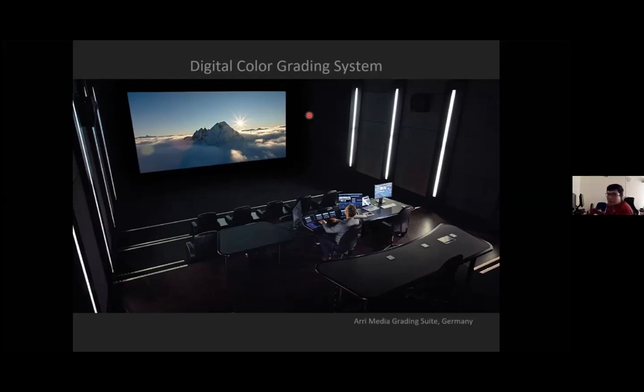Not a lot of people have the money to go into Imagica to do color grading. It's way too expensive. Okay, so next, what happened after having a digital color grading system? Of course, film stock is there, right? Because we are going for cost effective, we are going for digital, therefore film stock is there.